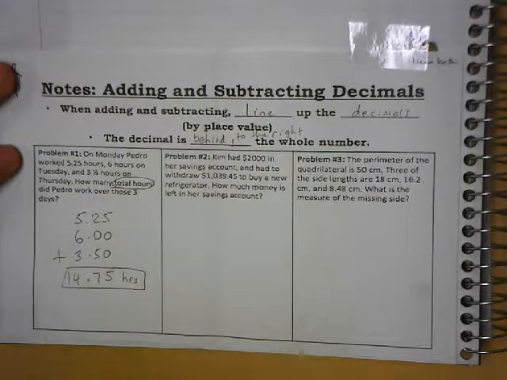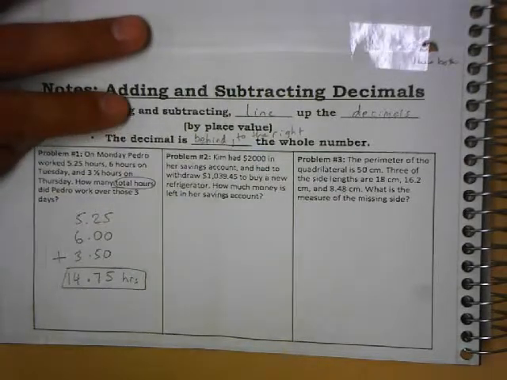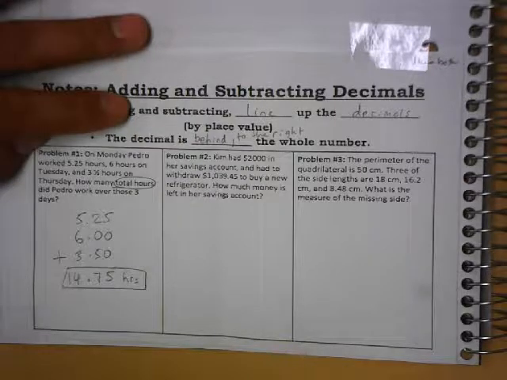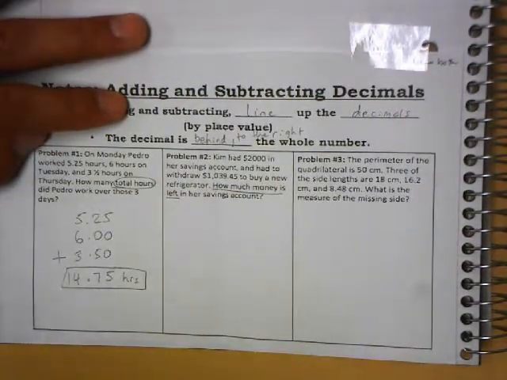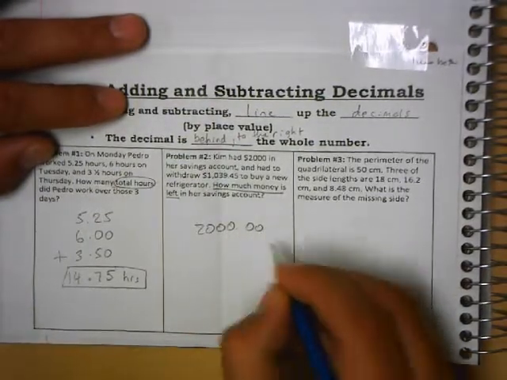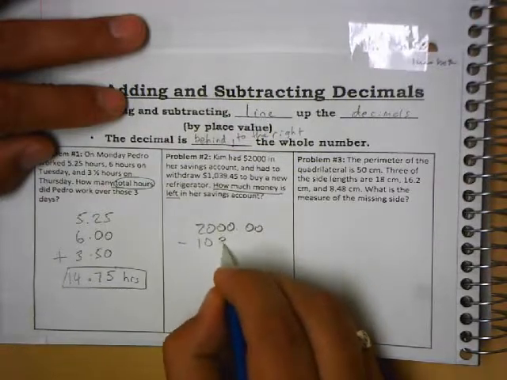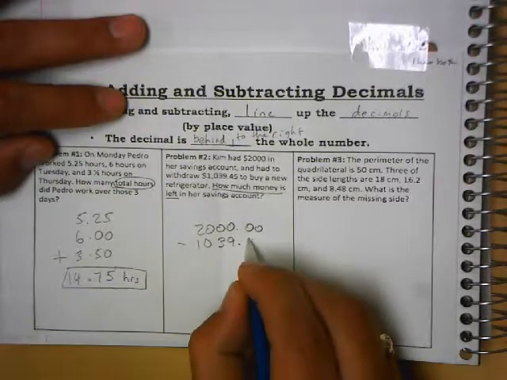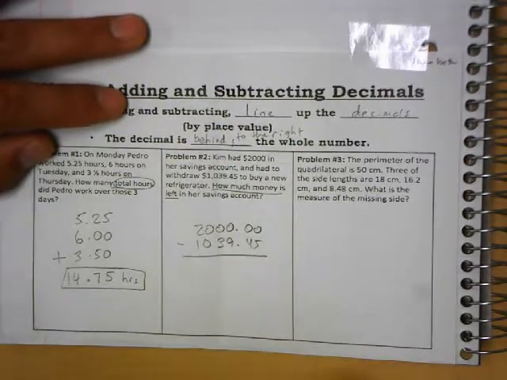Kim had $2,000 in her savings account and had to withdraw $1,039.45 to buy a new refrigerator. How much money is left in her savings account? When we see how much is left, that tells us we're going to subtract. She started with $2,000, subtracted $1,039.45. Notice our place values are lined up because our decimals are lined up.